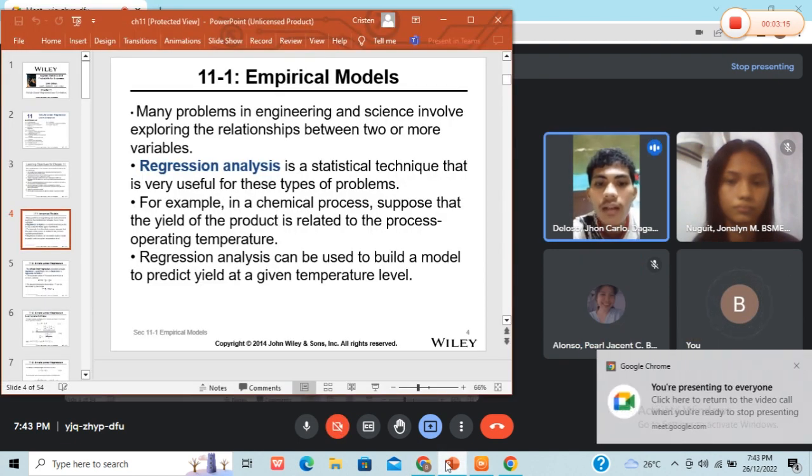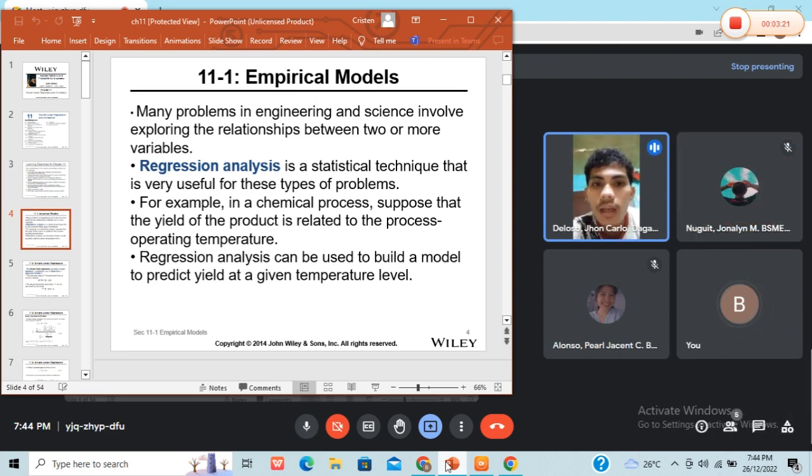Good day, everyone. My topic is about empirical models. Today we're going to discuss empirical models and the following three topics. Many problems in engineering and science involve exploring the relationship between two or more variables. Regression analysis is a statistical technique that is very useful for these types of problems.